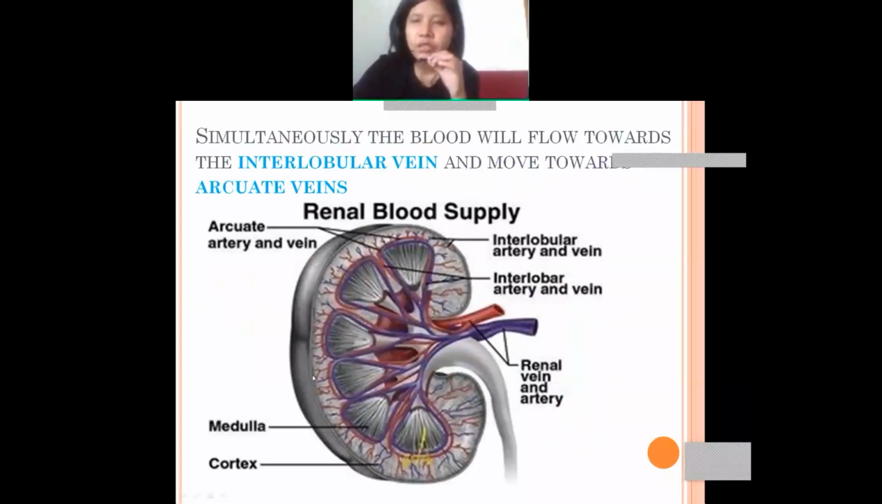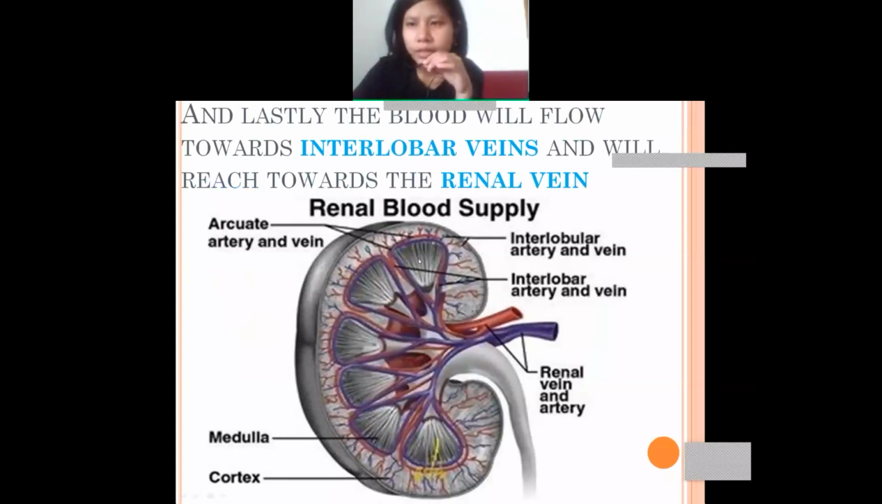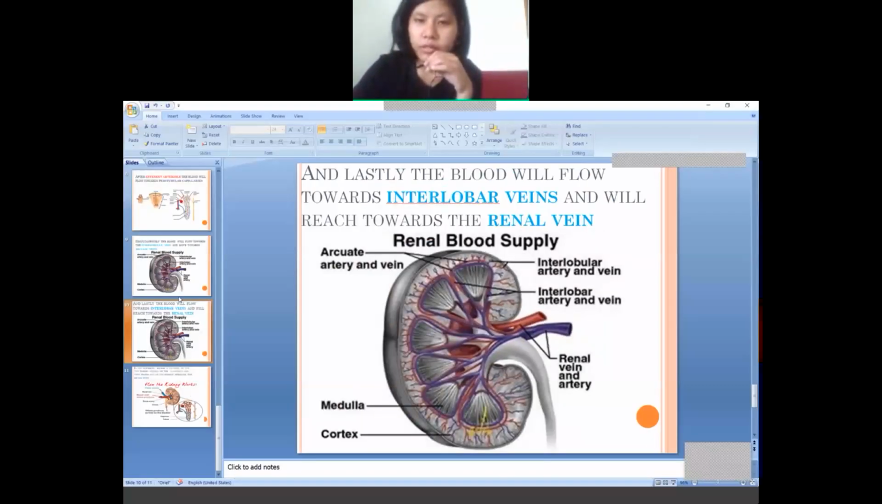And after the peritubular capillaries, it will go where? The blood will again come towards the interlobular vein. Understand? And after the interlobular vein, it will move towards the arcuate veins. Afterwards, it will come towards the interlobar vein, and again they will go back to the renal vein. So in this way, you will find the blood flow of the kidney. This is how the blood flows in the kidney.